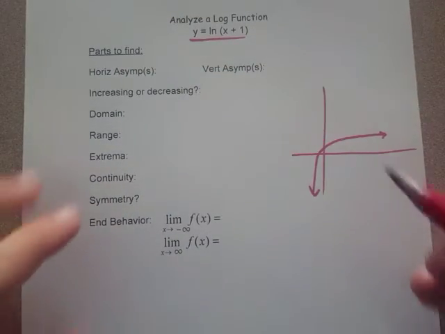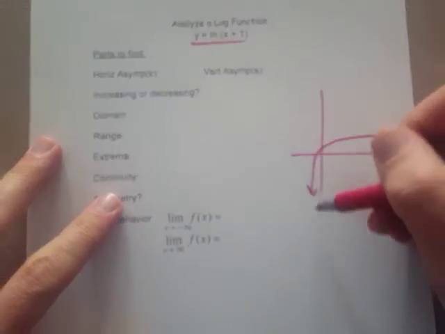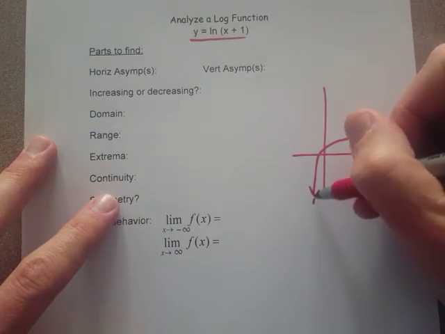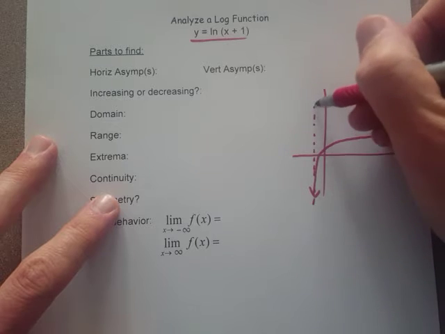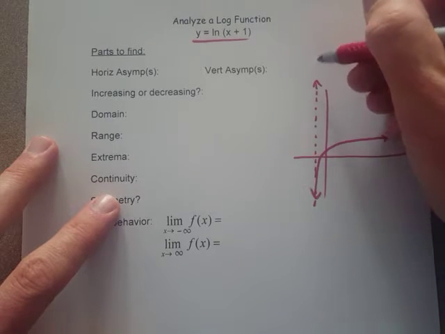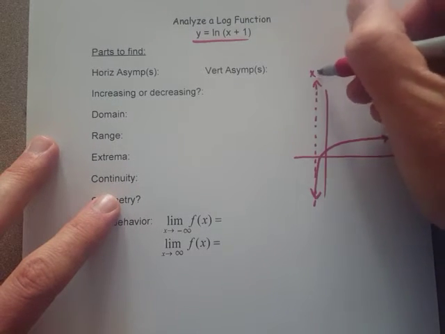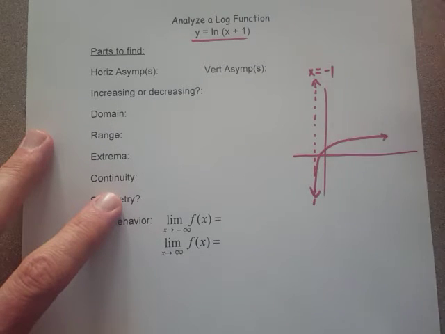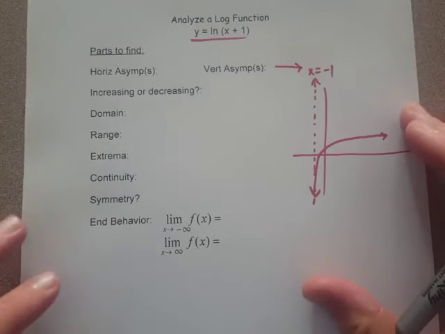Now that we have that though, let's take a look at these different pieces to analyze. Now I didn't really specify how far we went over, but it looks like if you have x plus 1 in the middle, that means that we went over to the left by 1, so that means that our vertical asymptote is going to be x equals -1. So that is right here with this graph.